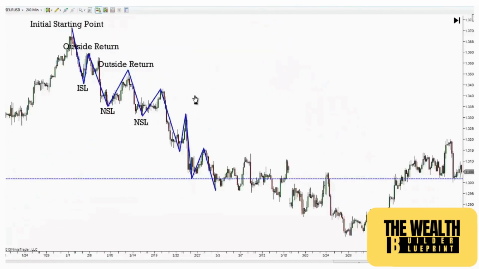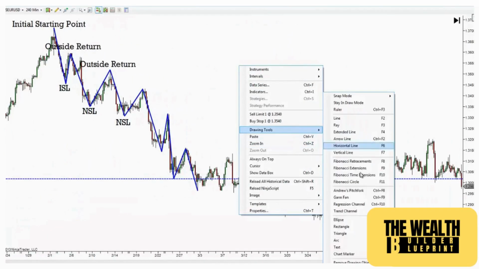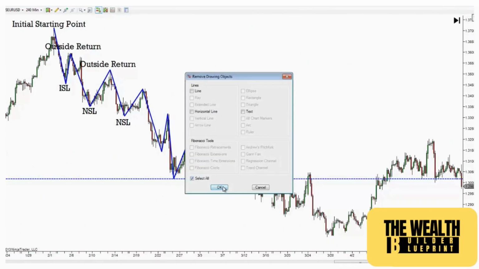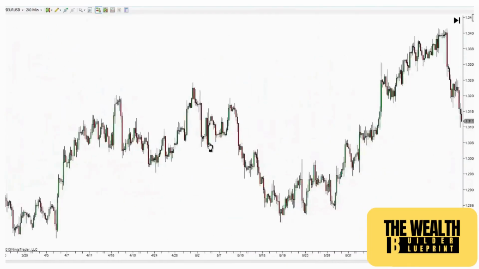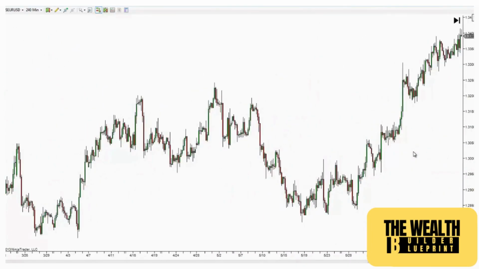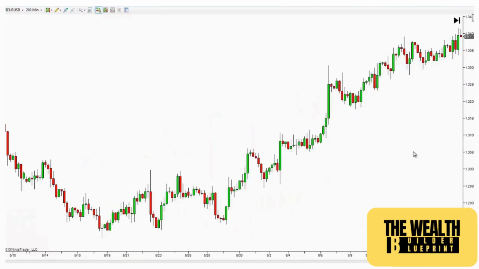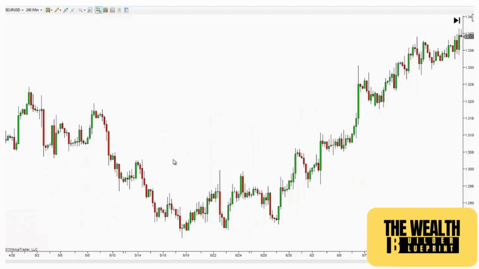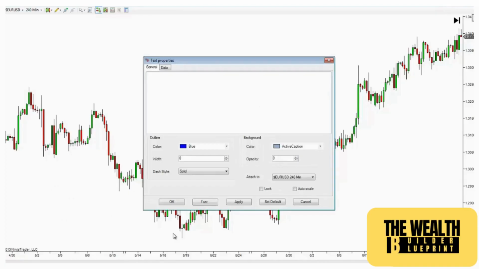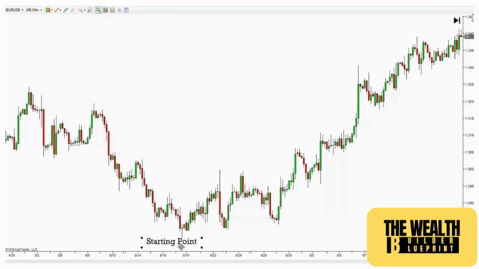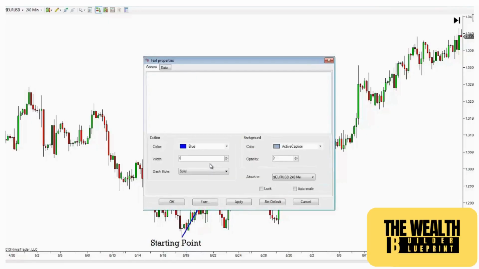Let's take a look at a bullish trend. See if I can find one going up. Here we go. Zoom in once more. Let's start right here. So down here we have our initial, or our starting point. As the market pushes up, we have our initial structure high. So ISH, initial structure high.